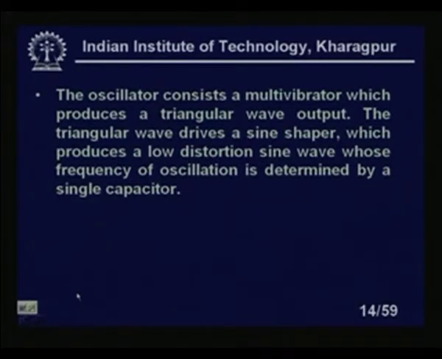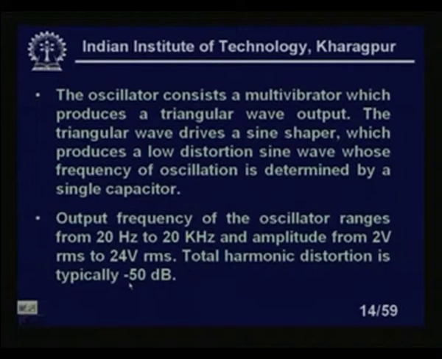The oscillator consists of a multivibrator. As you know, I can use Wien bridge oscillators and all these things, but the multivibrator frequency will be more stable. That is the reason they use a multivibrator, which produces a triangular wave output. The triangular wave drives a sine shaper, which produces a low distortion sine wave, whose frequency of oscillation is determined by a single capacitor. I challenge this one. It is not exactly low distortion sine, there will be distortions. It won't be a pure sine wave, so there will be a certain amount of distortion there. As I told you, it does not matter much, right.